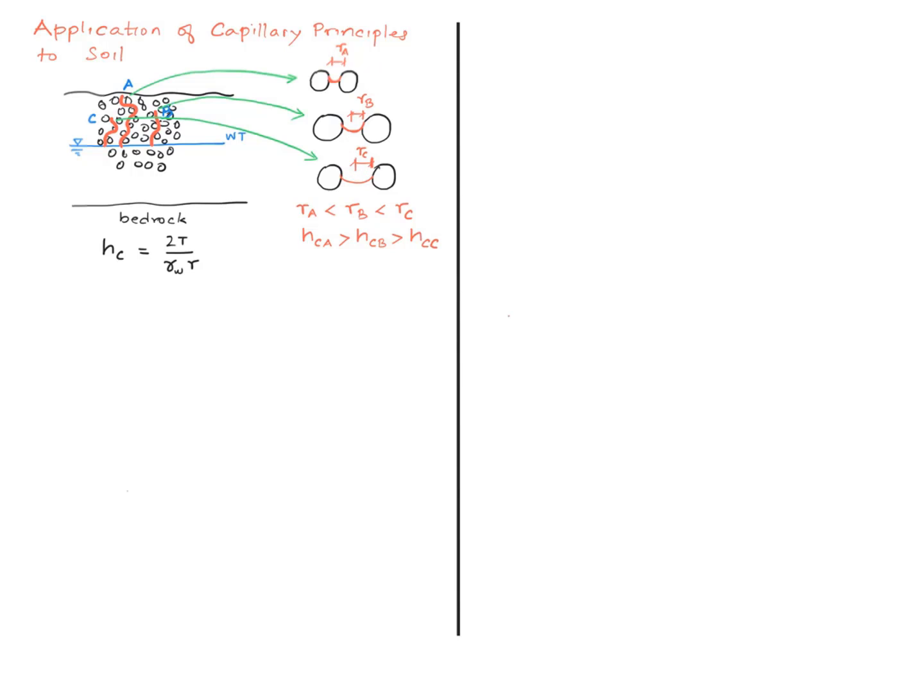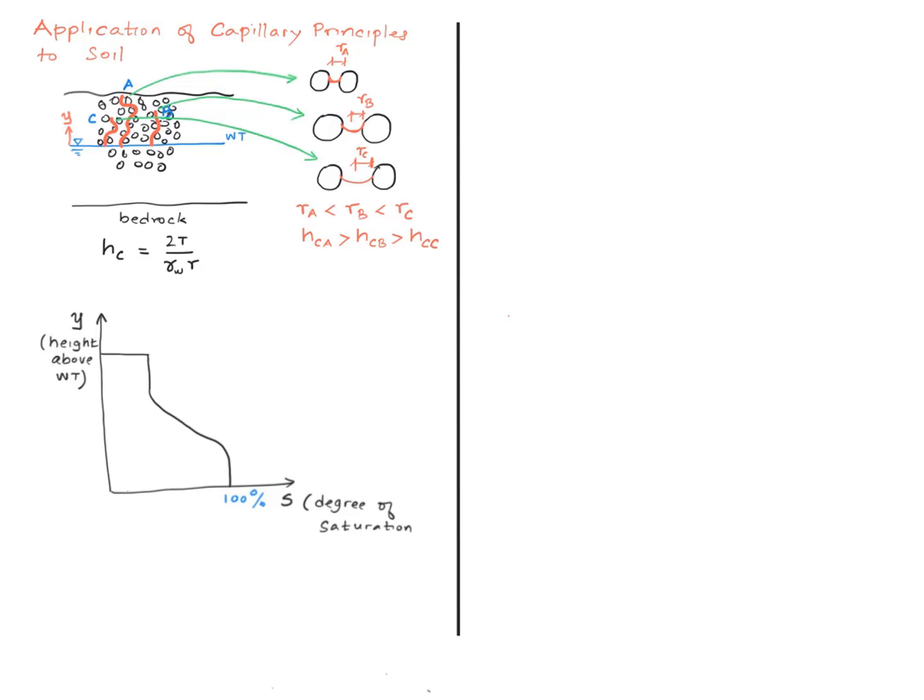Here's a little schematic of the meniscus at the top of capillary columns A, B, and C. The radius of the meniscus is smaller at point A than at point B, and at point B it is smaller than at point C, and therefore the height of capillary rise is different in these three columns. The height is greater at point A than at point B, and at point B it is greater than at point C. So the bottom line is it's somewhat complicated, but nevertheless, water is going to rise through these pore spaces.